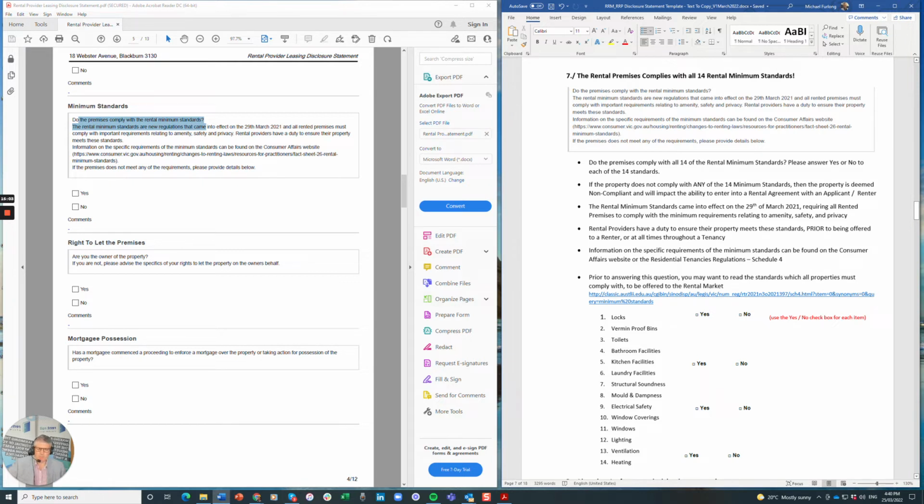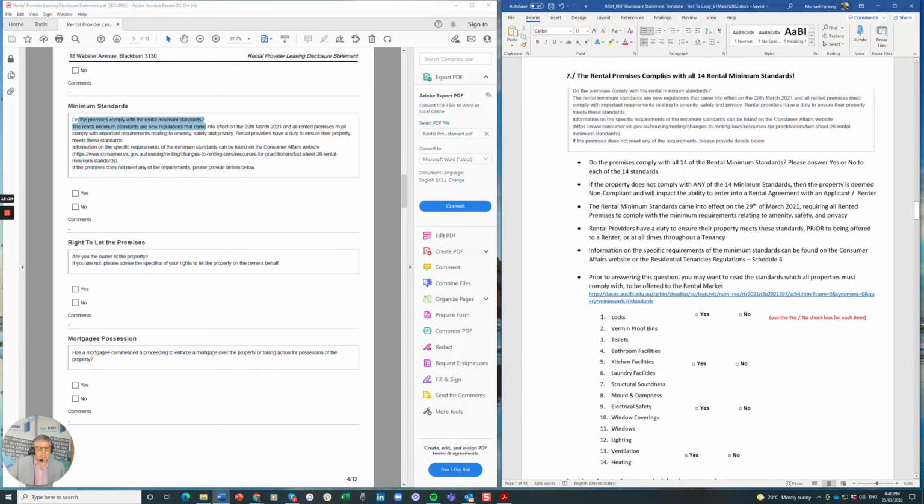Because we're going to use this document for new lets and also for lease renewals, information on the specific requirements of the rental standards can be found on the Consumer Affairs website or Residential Tenancies Regulations Schedule 4, which is here. That's the link. Prior to answering this question, you may want to read the standards which all properties must comply with to be offered to the rental market.